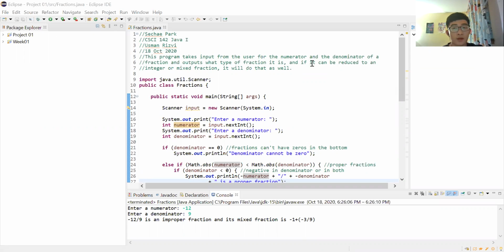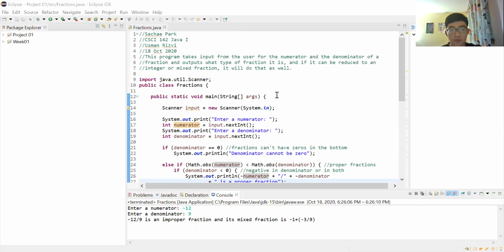But this is about fractions, and basically, what happens in this program is it asks for a numerator and a denominator. I asked for only integers because you aren't supposed to have decimals in fractions. And then after you get your inputs, you'll have the numerator and denominator, and then it'll determine whether or not that can be reduced to an integer, or if it can be changed to a mixed number, or if it stays the proper fraction.